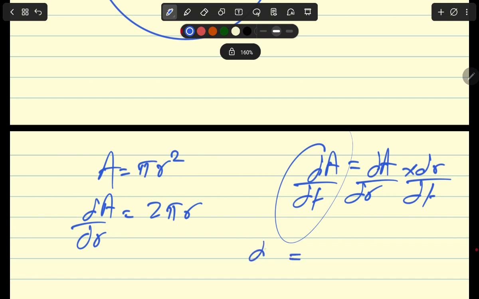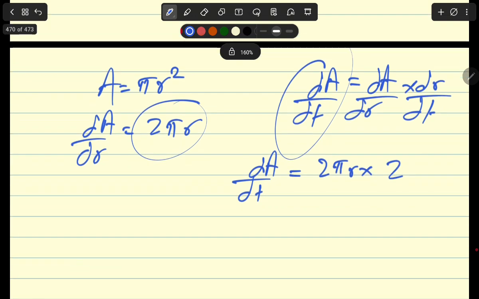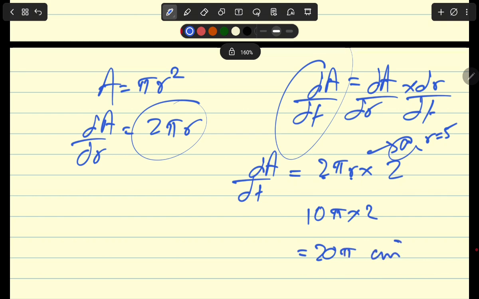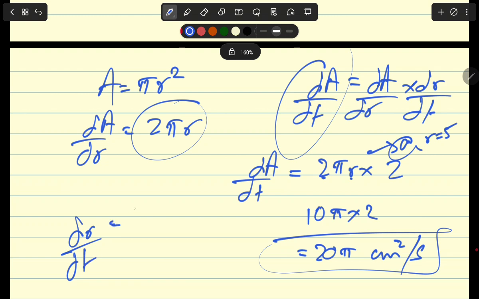We have to find this. We don't know this. Let's keep it as it is. We do know dA by dr, which is 2 pi r, and dr by dt is 2, right? And we have to find it at r is equal to 5. So 5 times 2, 10. 10 pi times 2 is nothing but 20 pi. So area is increasing by 20 pi centimeter squared per second when r is equal to 5 and dr by dt is 2 centimeter per second. Make sure the unit is squared. The centimeter is squared when you're talking about the area, right?